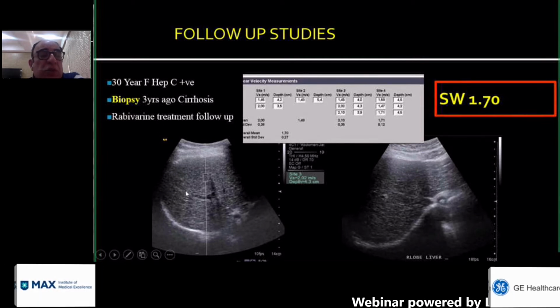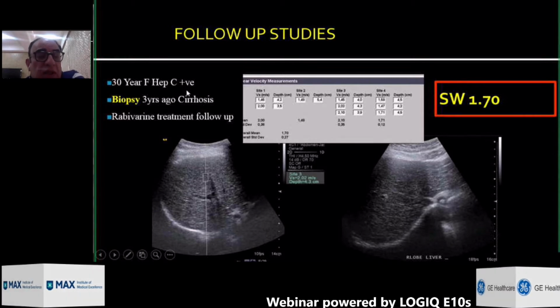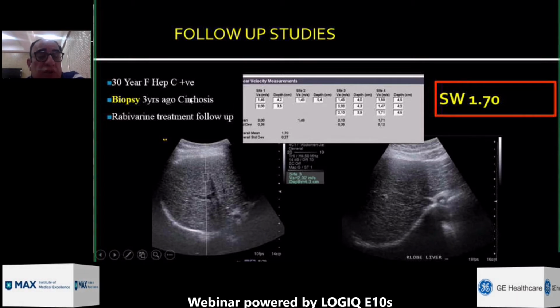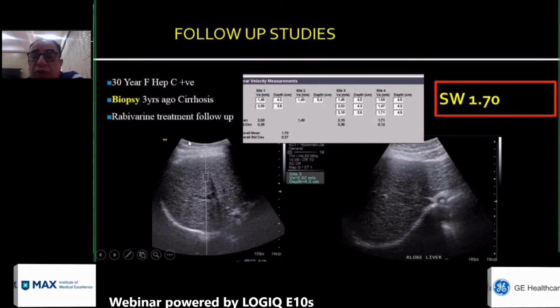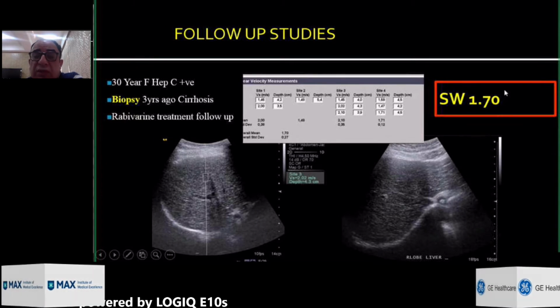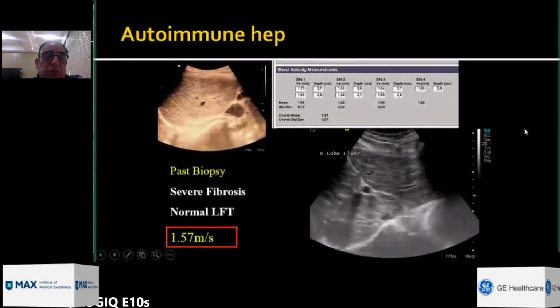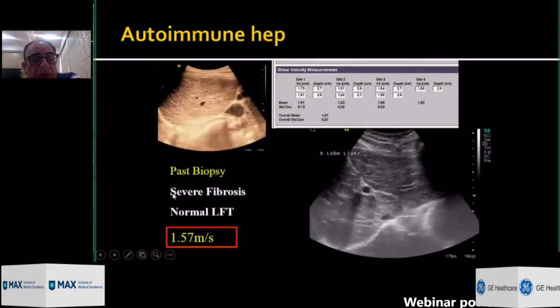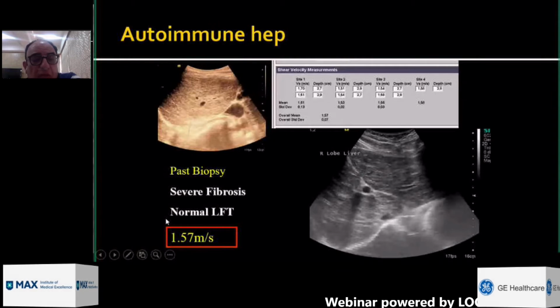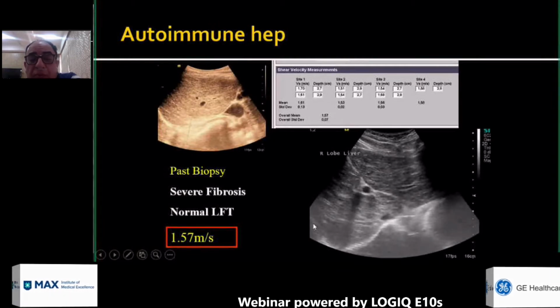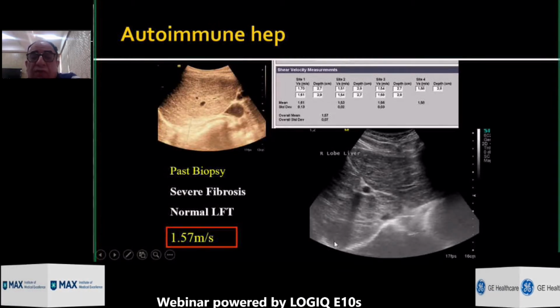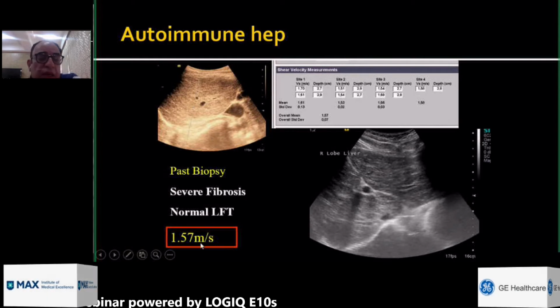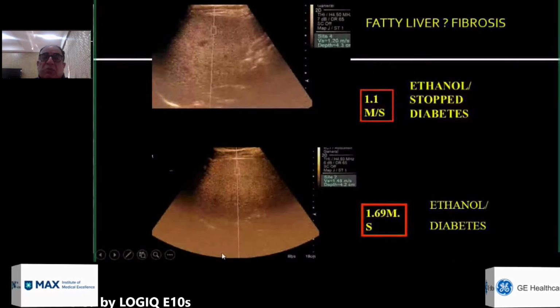So this was the patient with hepatitis C positive. Biopsy 3 years ago had shown cirrhosis. She was on ribavirin treatment, and now the shear wave velocity is down to 1.7 meters per second. Another patient, autoimmune hepatitis, past biopsy had shown severe fibrosis, normal LFTs, and you can well appreciate the appearance of the liver with altered architecture, and now the value is 1.57 meters per second.